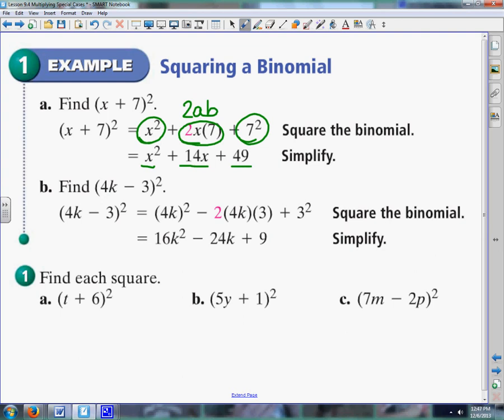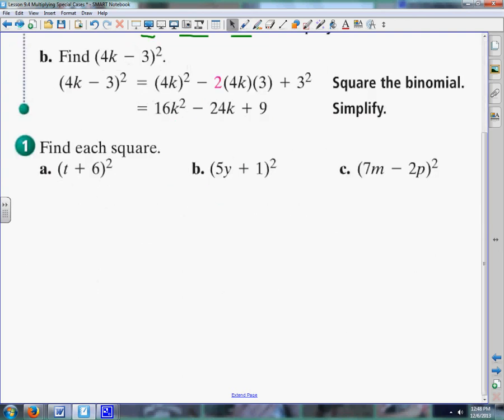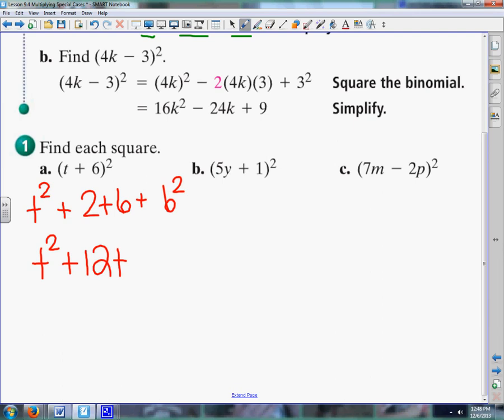So let's try a together. For a, you would get t squared plus 2ab, which would be t times 6, plus 6 squared. So then you'd get t squared plus 12t, because this is 2 times 6, these are all multiplied by each other, plus 36. So try B and C.